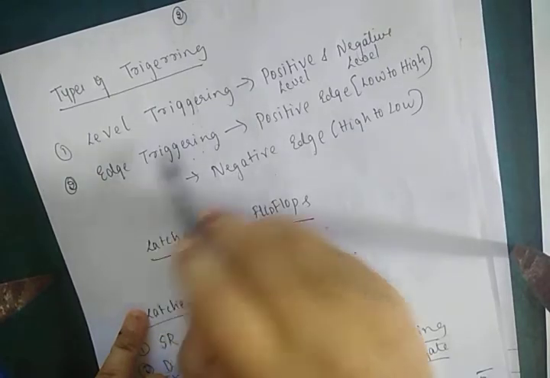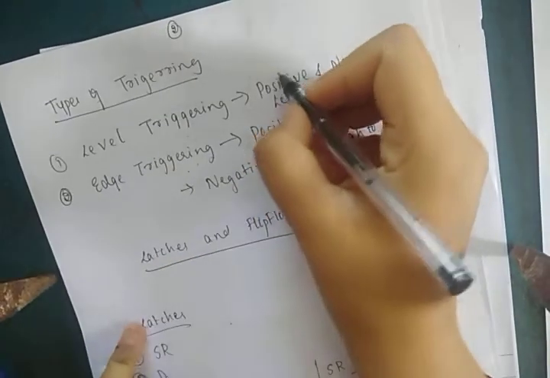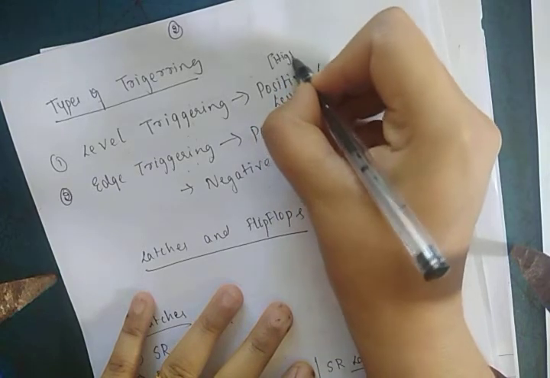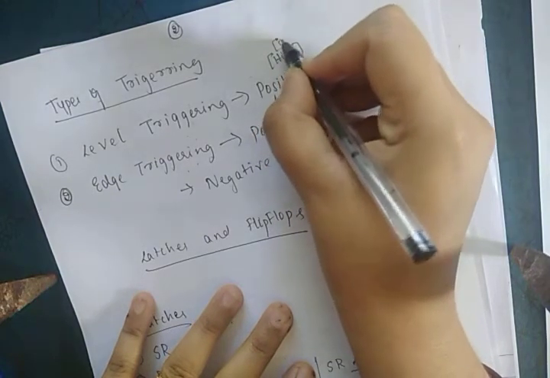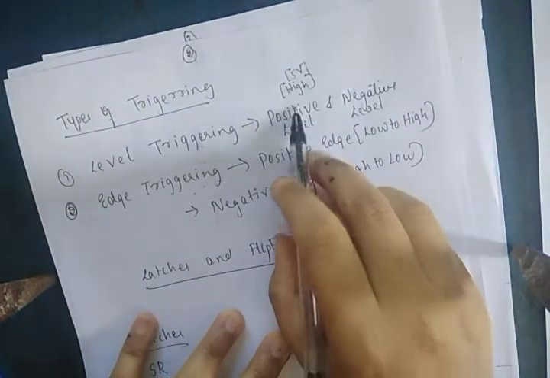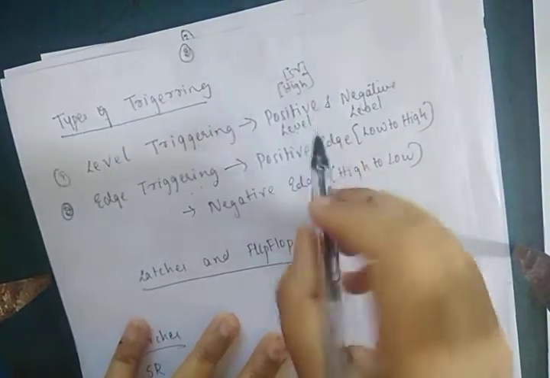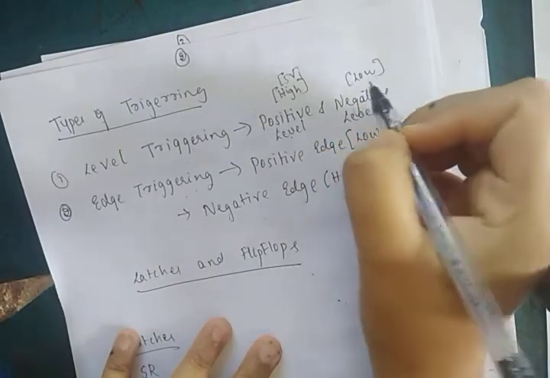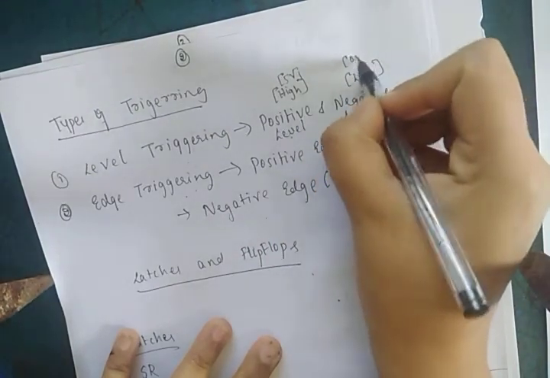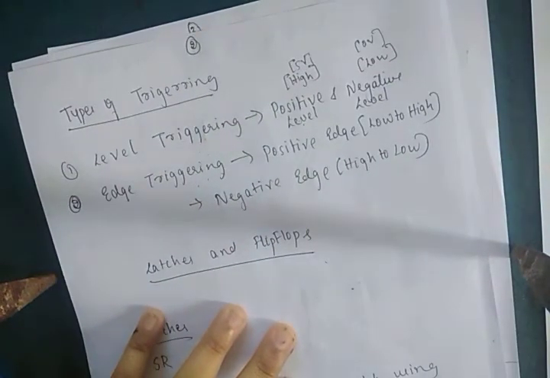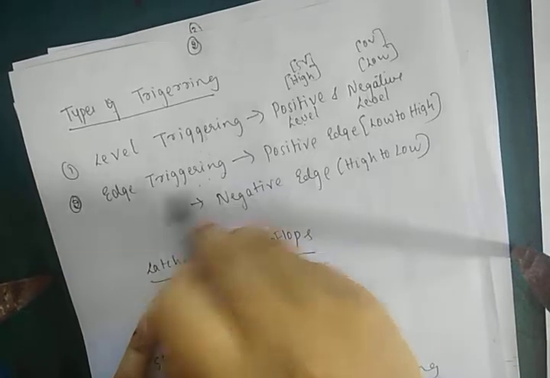Next, what is the meaning of a positive level? High is nothing but positive level. High means what? 5 volts, what we discussed in clock signal. Positive level means high, which is 5 volts. Whereas negative means what? Low, which is 0 volts. Coming to the next, edge triggering.